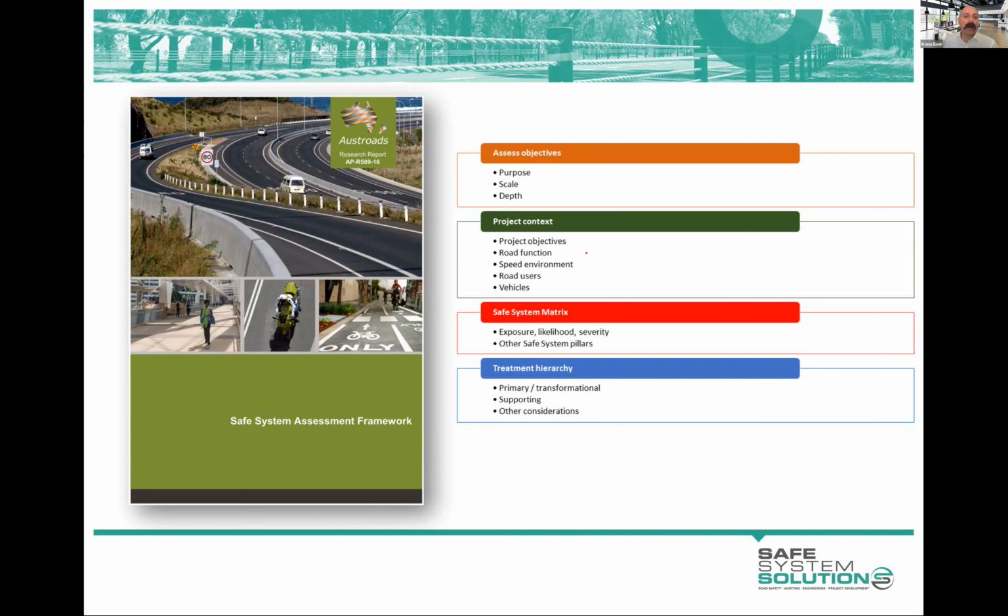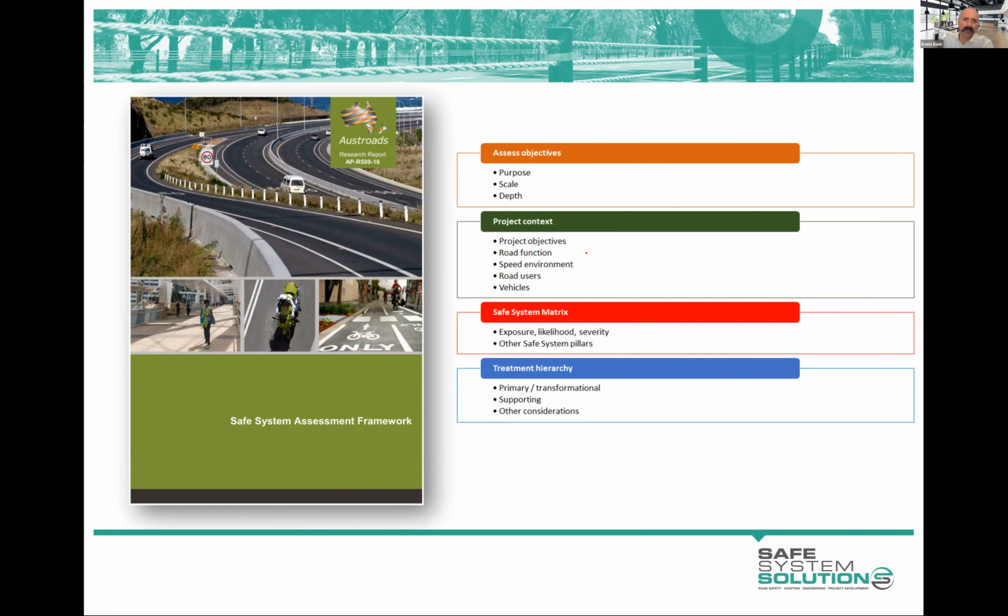Anyway, we ticked along with a few of those here and there for interested parties, and then Austroads came to the same conclusion and said, okay, let's get people together and we'll come up with this safe system assessment framework. So there's a uniform framework across Australia and New Zealand on how to assess a project for its alignment with safe system principles, and they produced this document.